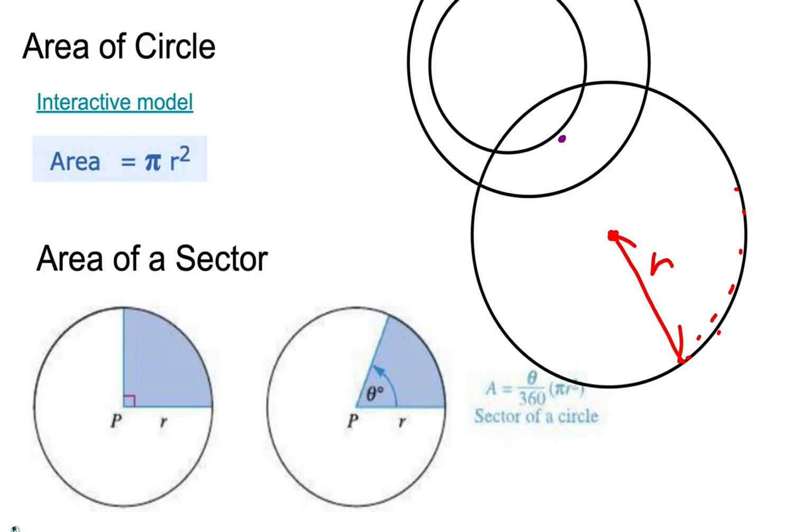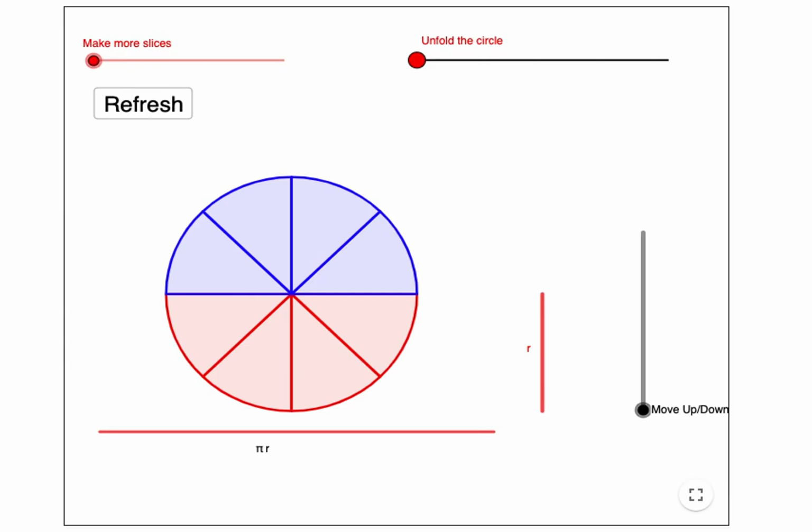And I'm gonna show you this interactive tool quickly. This is GeoGebra again. This is a pretty cool tool, so I want you guys to use this when you're teaching circles. So in this circle, I have a half of a circle in blue and half of a circle in red, right? So what is the circumference, the length of a circle?